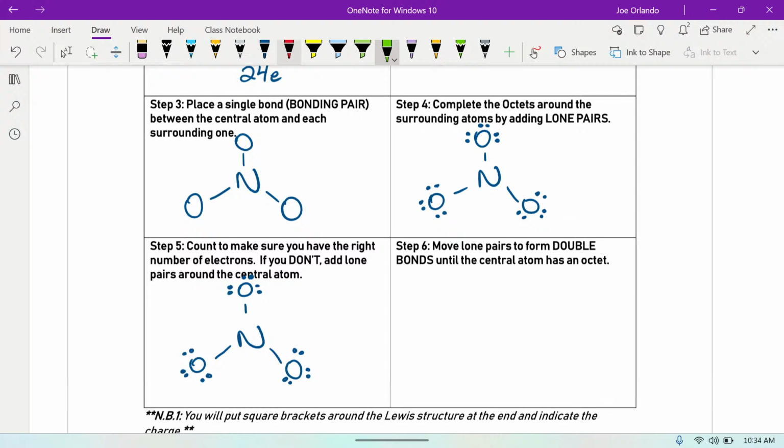So let's count. How many electrons here? 2, 4, 6, 8, 10, 12, 14, 16, 18, 20, 22, 24. So we have all the electrons we can get, right? So we're done? No, because the only problem is, who's unhappy here? Nitrogen's unhappy. So what do we have to form? A fourth bond. Yeah, a fourth bond.